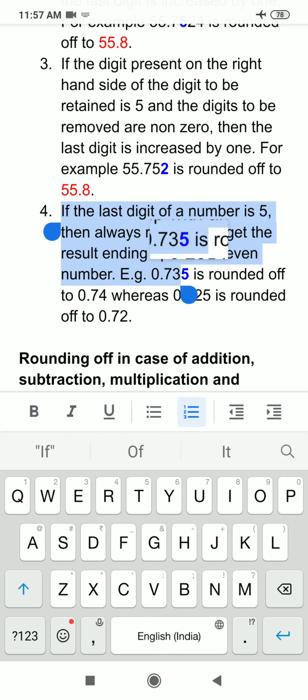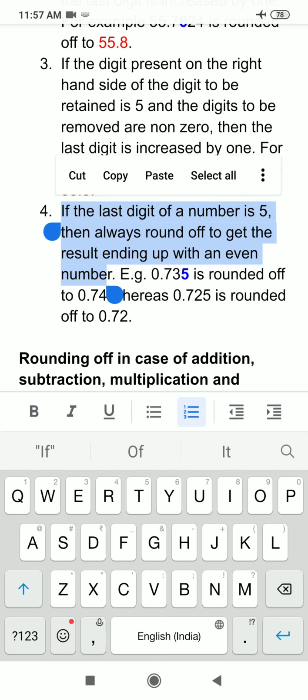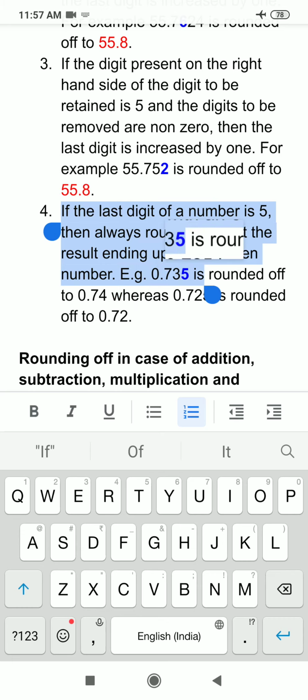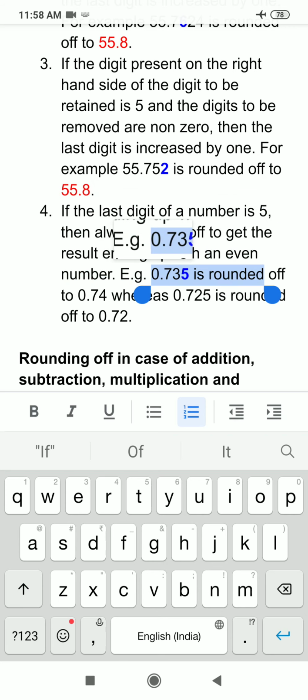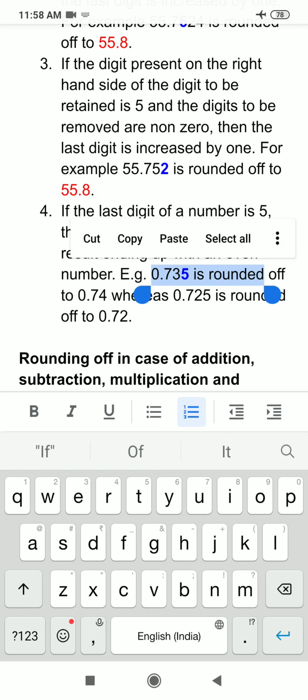Now the fourth point: if the last digit of a number is 5, then always round off to get a result ending up with an even number. If 5 is not followed by any non-zero number, it means we have 5 at the last. So if I have the value 0.735, in this case 5 is present at the last. So we will round it off in such a way that we end up with an even number.